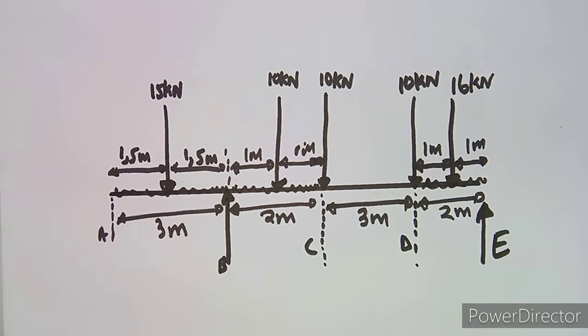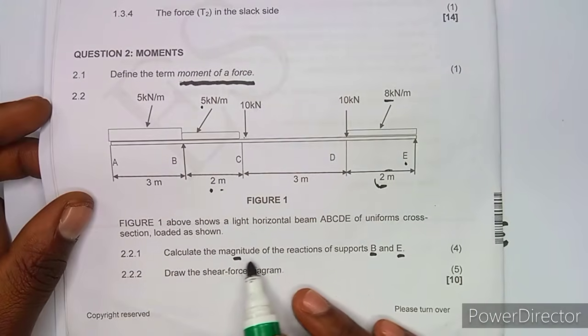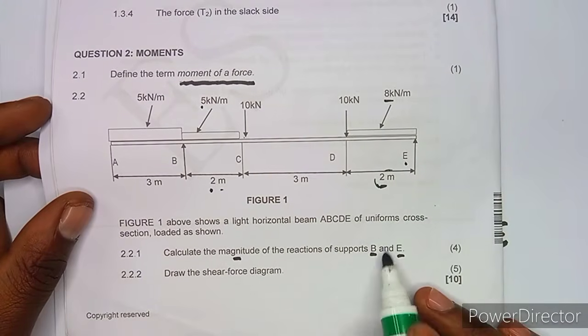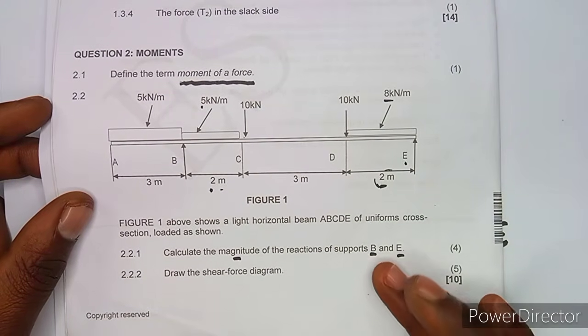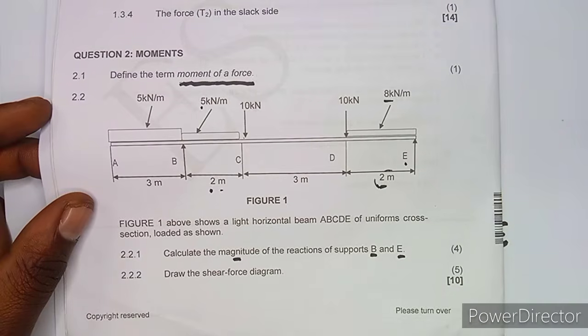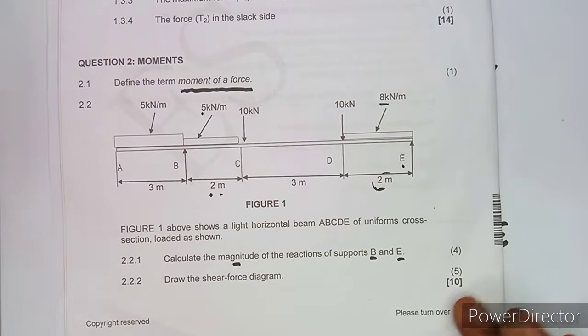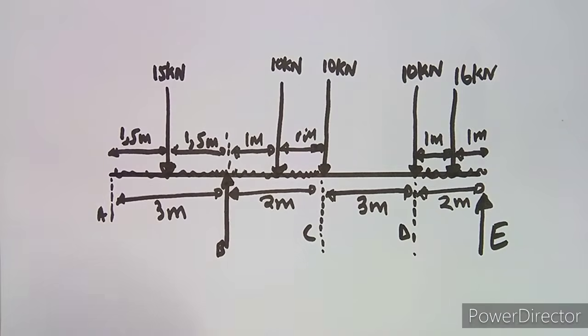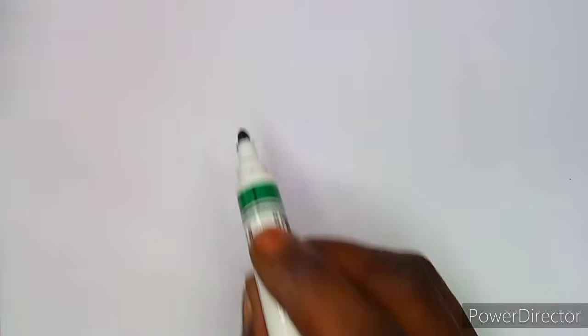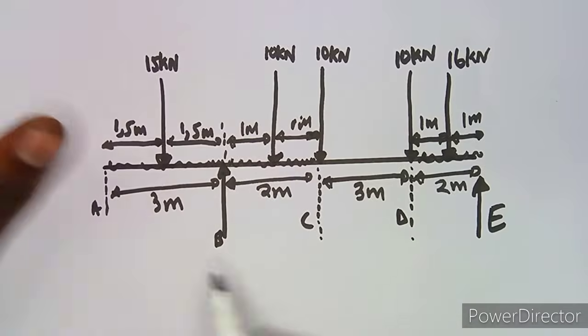Okay, back to the question. The question is, calculate the magnitude of reaction of the supports. We are not told that we are supposed to use a condition whereby we're going to take moments on both supports. We are just told to calculate the reaction, which means we can use the law of moments, and we can also use the sum of forces. Okay, so for moments, let's just take moments about B. Let me just write this aside, moments about B.